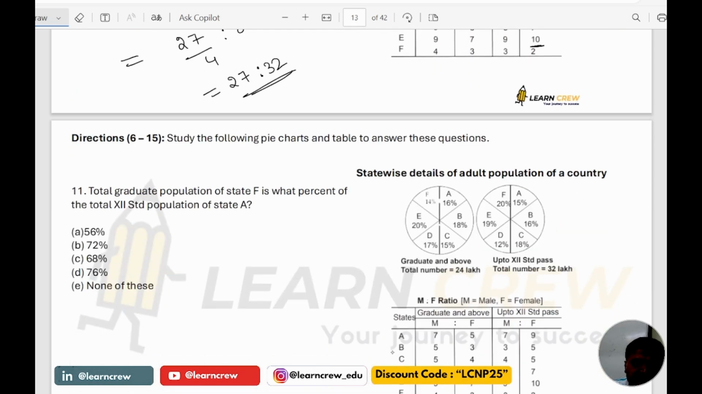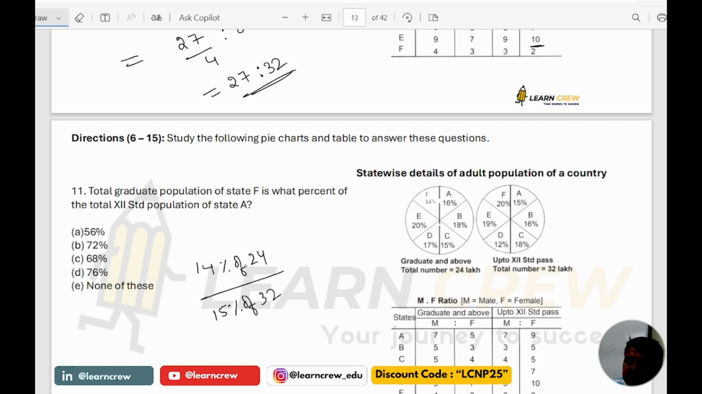Now next question, question number 11. Total graduate population of state F is what percentage of 12th standard population of state A? So total graduate population of state F means how much? 14 percentage of 24 lakhs. It is what percentage of total 12th standard population of A? It is 15 percentage of 32.